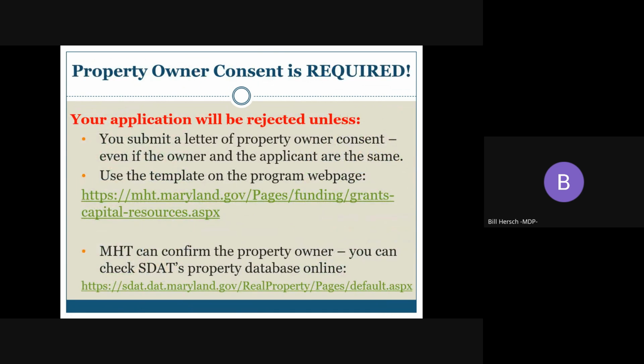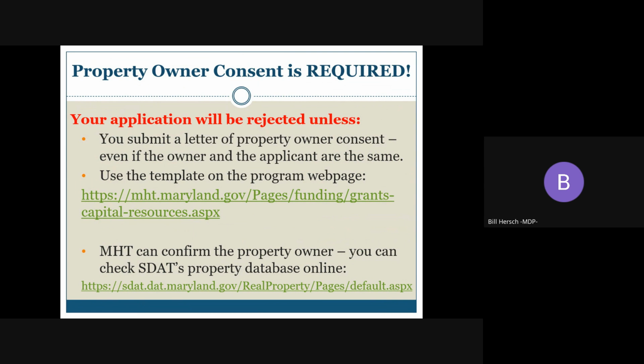As part of meeting the property eligibility requirements of the program, MHT must have consent from the property owner to do the project and their willingness to convey an easement. A property owner consent letter template is available on the program website to download. It must be signed by the legal property owner and submitted with the application. If you don't have this letter, your application will not be considered.